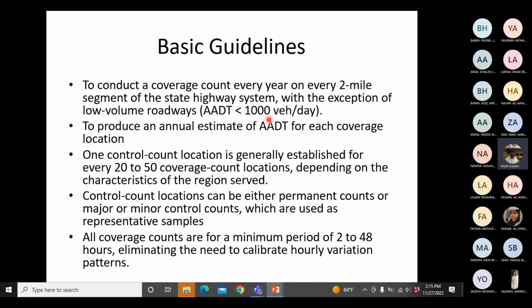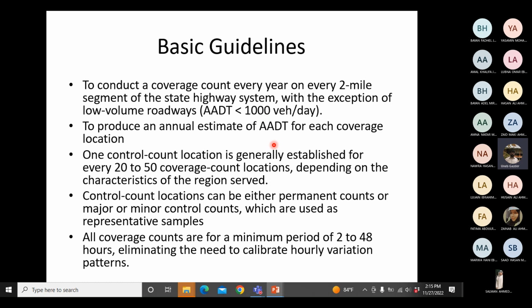So you found a segment which has less than 1000 vehicles per day ADT. So next year you don't count for that segment. That segment is exempted. Okay, no counting needed for that segment. The basic rule is counting after every 2 miles, and the exception is if the ADT is less than 1000, then don't count.